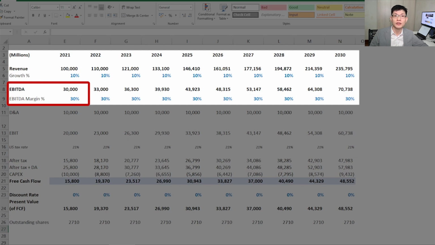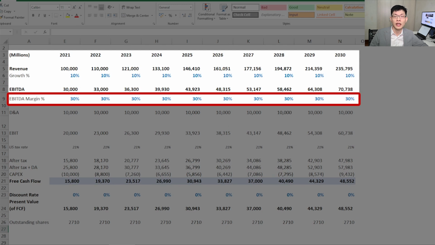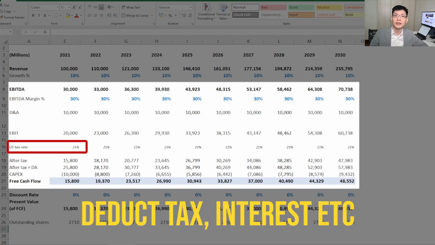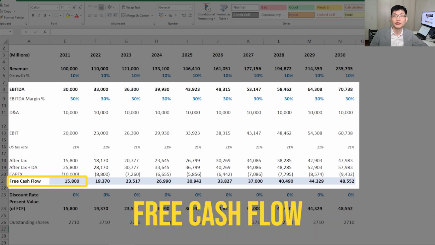Which is 30,000. 30,000 out of 100,000 is 30%. So for the purpose of this exercise, we're just going to assume that the EBITDA is 30% throughout the years of projection. So what you do next is you take this 30% of EBITDA and you deduct tax, interest, and you apply other financial treatments to derive the free cash flow.